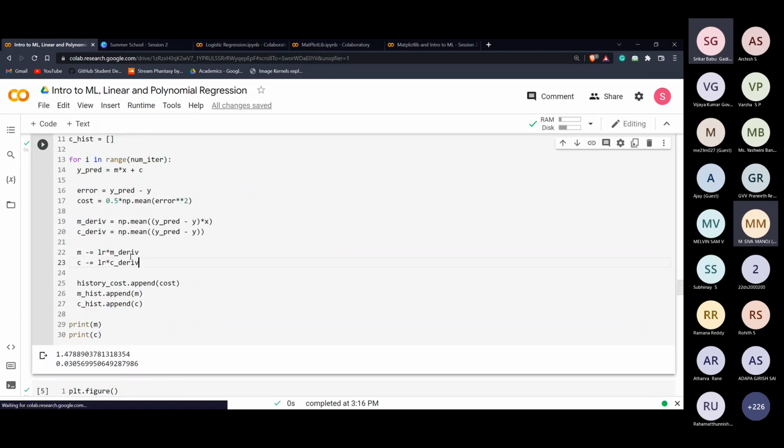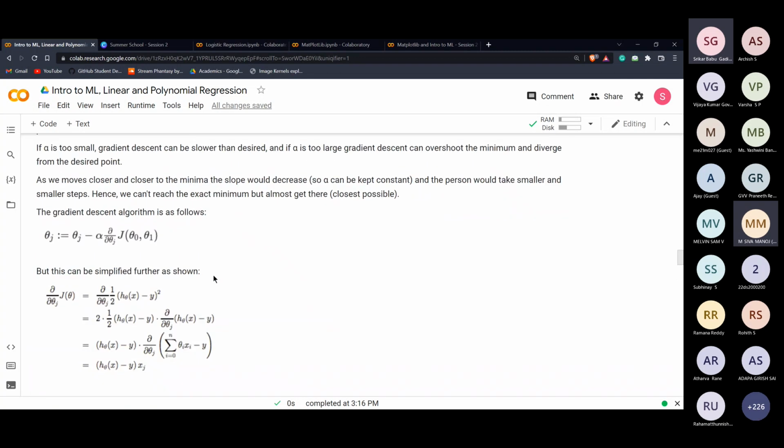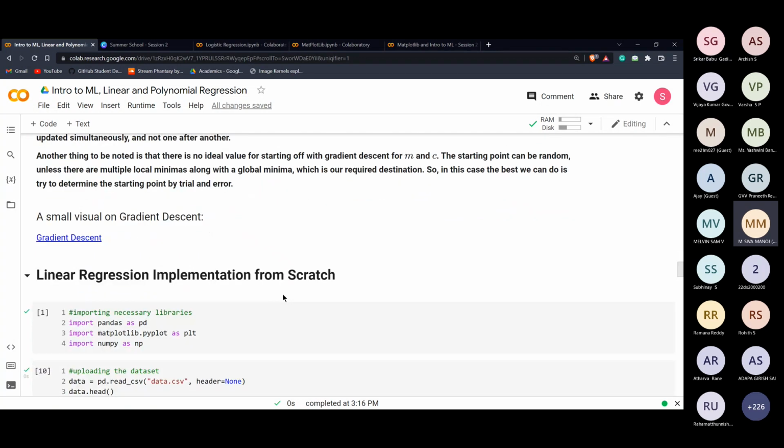And I'm updating this. This is the updation equation: m is equal to m minus learning rate into m deriv, and c is equal to c minus learning rate into c deriv. I hope you know this. It's pretty simple, common programming knowledge. This is the same as whatever I've done before. This is my updation equation, which you see over here.